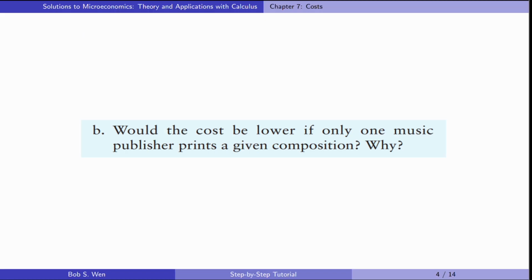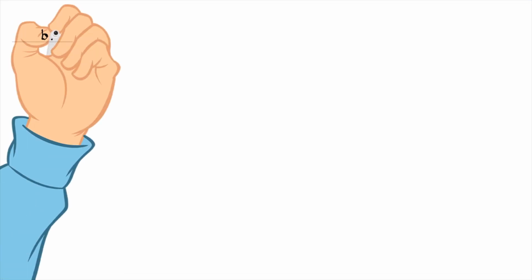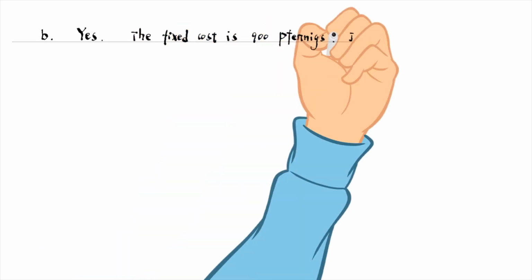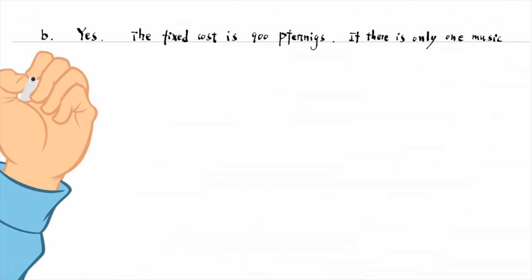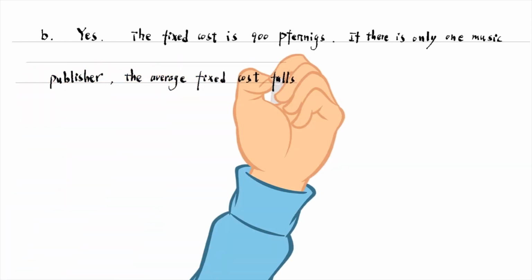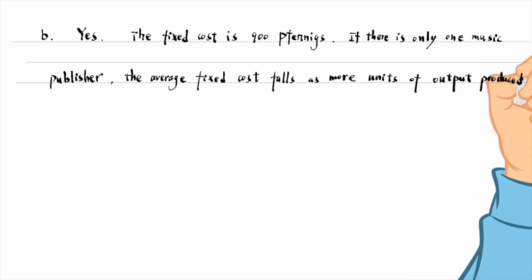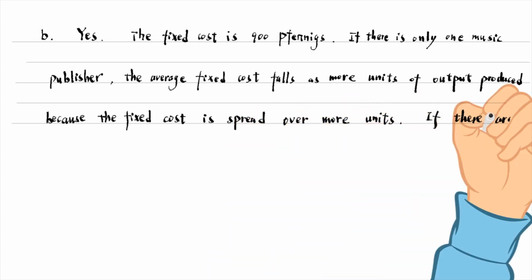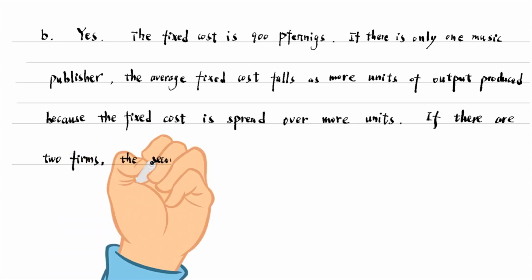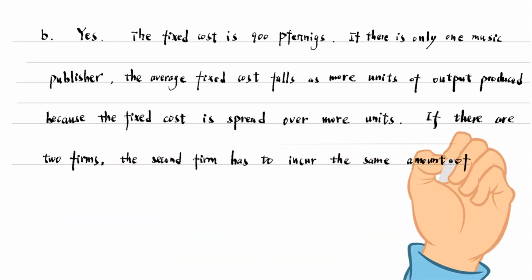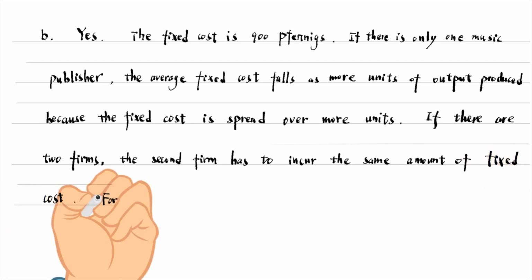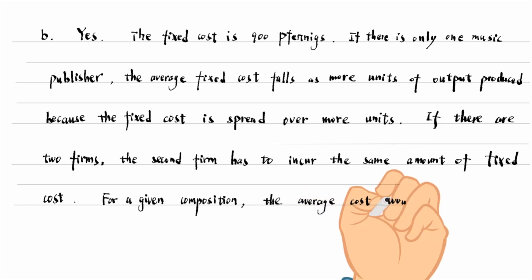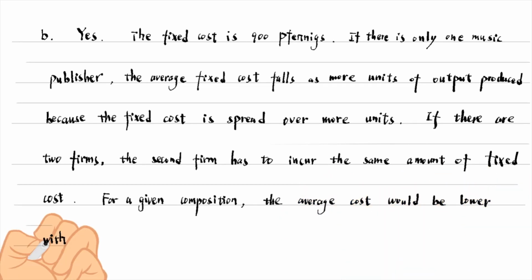In Part B, would the cost be lower if only one music publisher prints a given composition? Yes, the fixed cost is 900 pfennigs. If there's only one music publisher, the average fixed cost falls as more units of output are produced, because the fixed cost is spread over more units. If there were 2 publishers, each publisher has to incur 900 pfennigs as the fixed cost. For a given composition, the average cost would be lower with only one music publisher.